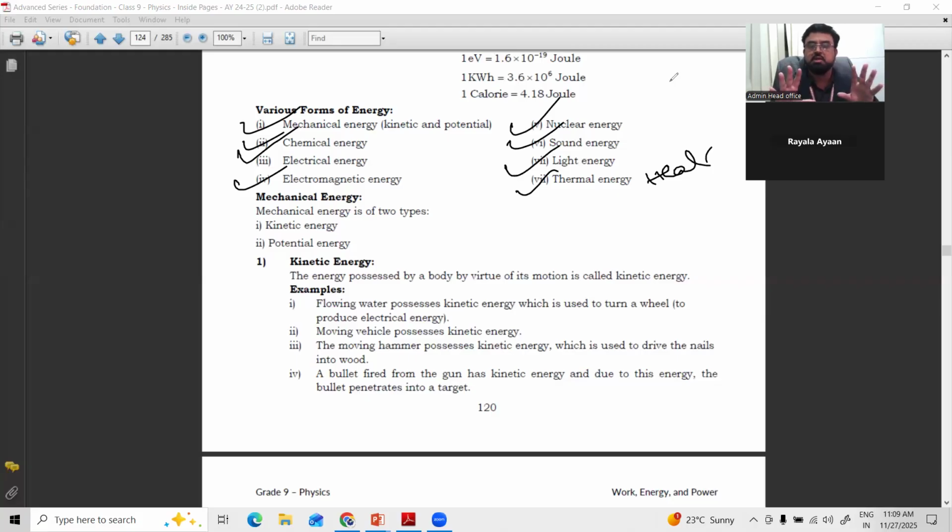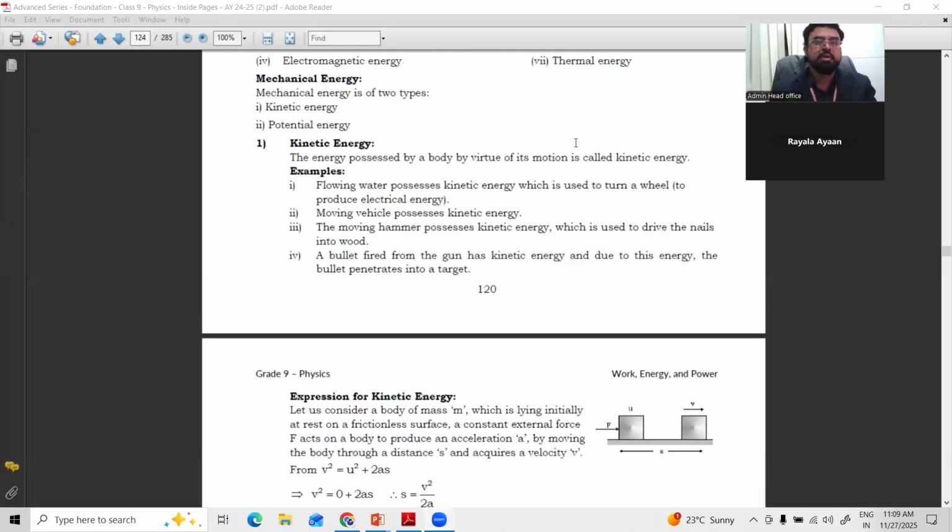Everything you can see here, all these we use. There are wonderful forms of energies. Right. Now when you come to the one-on-one description of this, you can see clearly that mechanical energy is classified into two types. One is kinetic energy, the other one is potential energy.